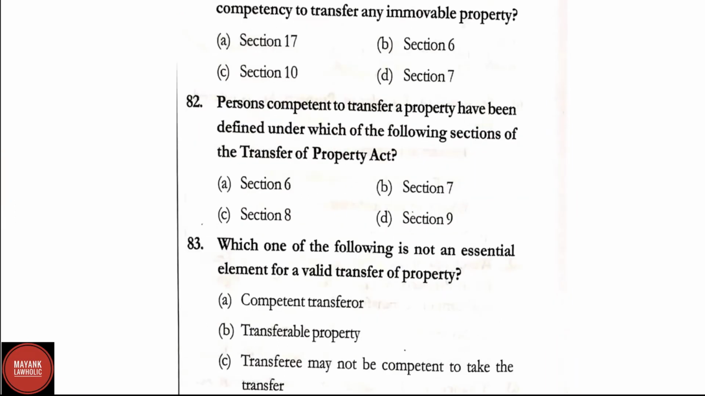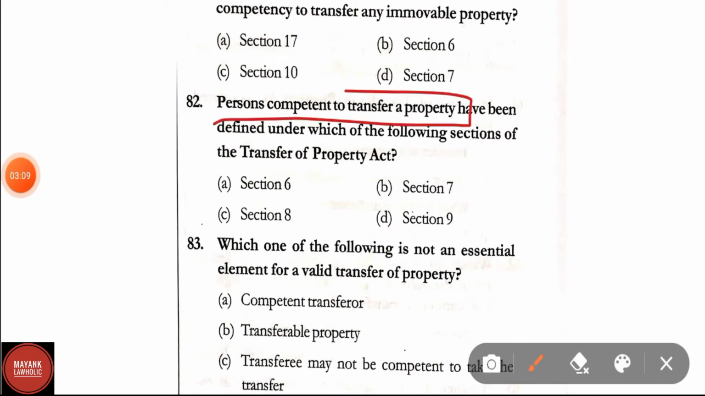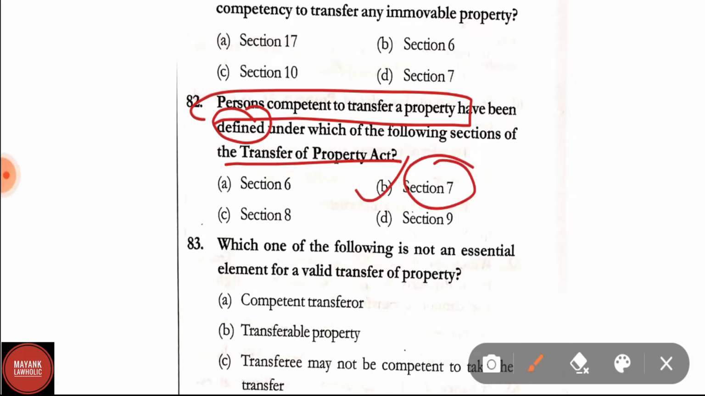Question number 82. Persons competent to transfer property have been defined under which of the following sections of TPA? Correct answer is option B, that is Section 7.